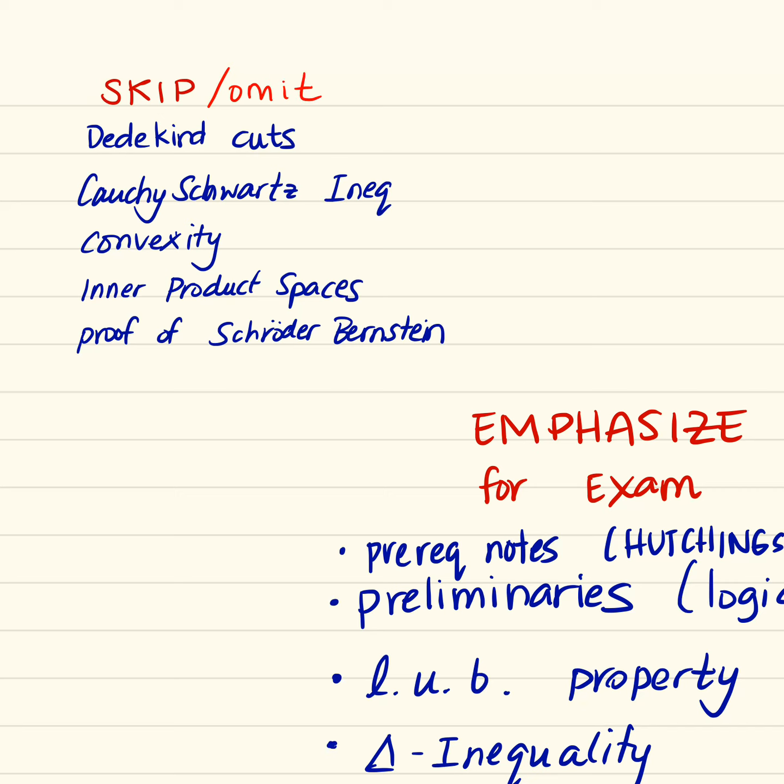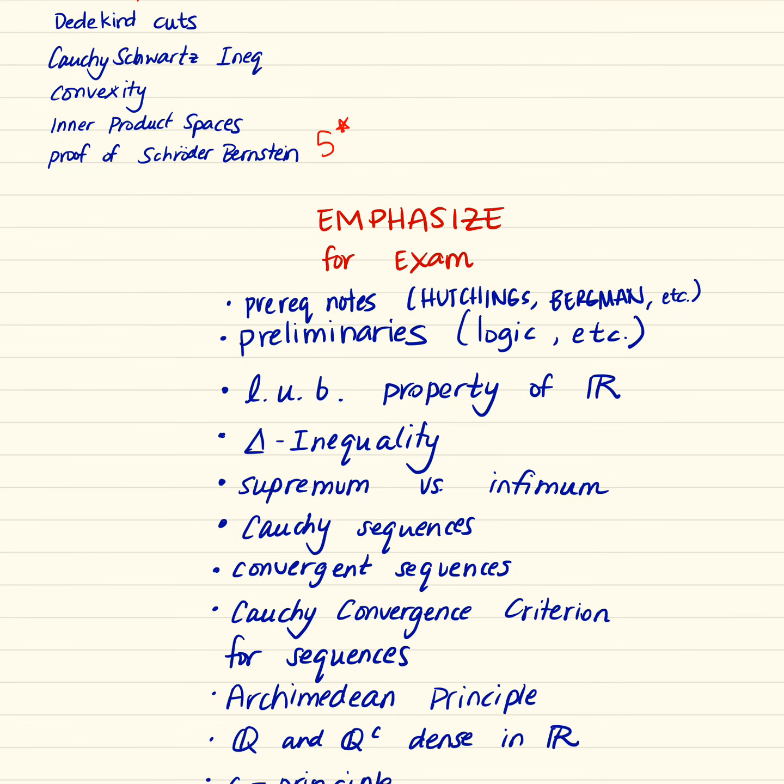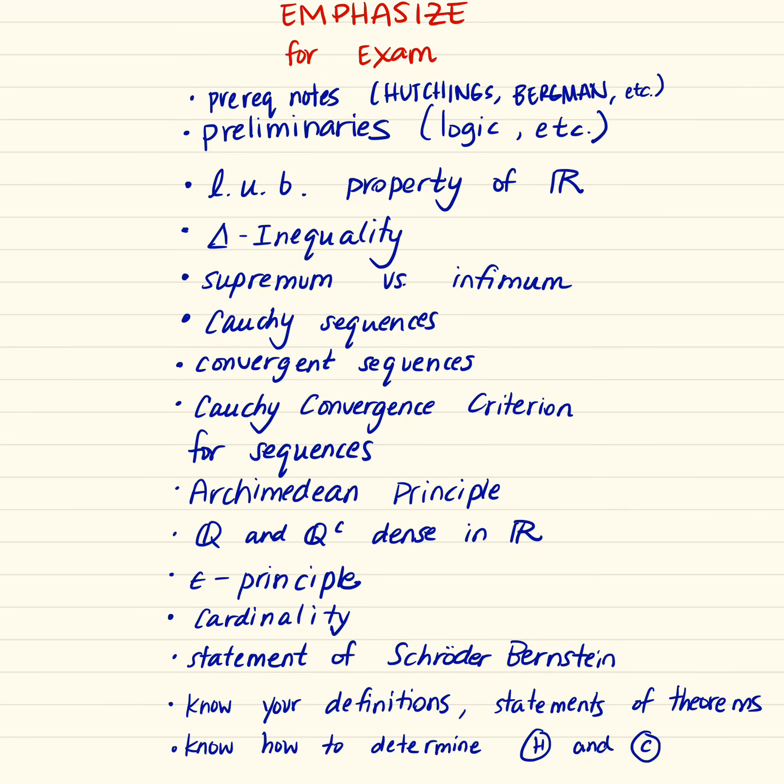Dedekind cuts, I think that's in section 2. And Cauchy-Schwarz inequality, convexity, inner product spaces. I think that's maybe in section 1.3. And the proof of Schroeder-Bernstein, I think that's in section 5-star. However, for emphasis, we'll talk about the Schroeder-Bernstein theorem, but you want to know the statement of it and be able to use it because it's really helpful for cardinality.